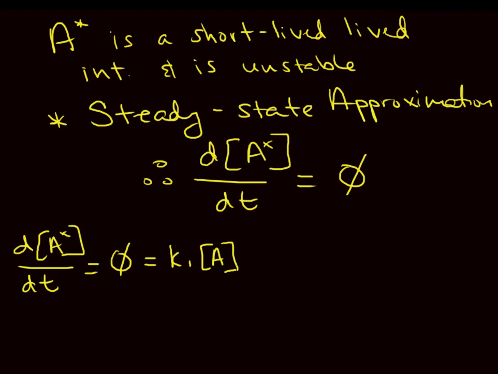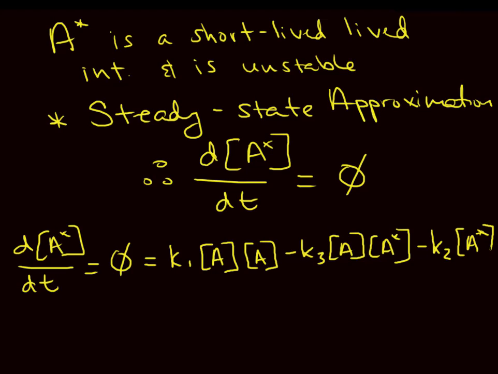And so we have our equation, that is K1 times the concentration of A times the concentration of A, which is our conversion to excited state, minus K sub 3 times the concentration of A times the concentration of A star, minus K sub 2 times the concentration of A star. And let's go ahead and write down what each of these represents. This is our conversion to the excited state.